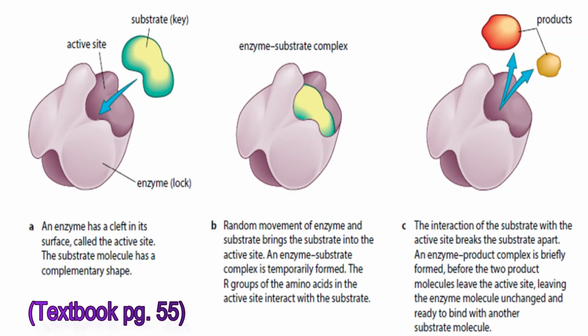Now let's explain the process of how enzymes work. The substrate is the material that we want to process to produce the product. The substrate will bind to the active site of the enzyme, and after that, they will form the enzyme-substrate complex. The interaction between the enzyme and the substrate will break the substrate apart and produce the product. So they will form the enzyme-product complex.